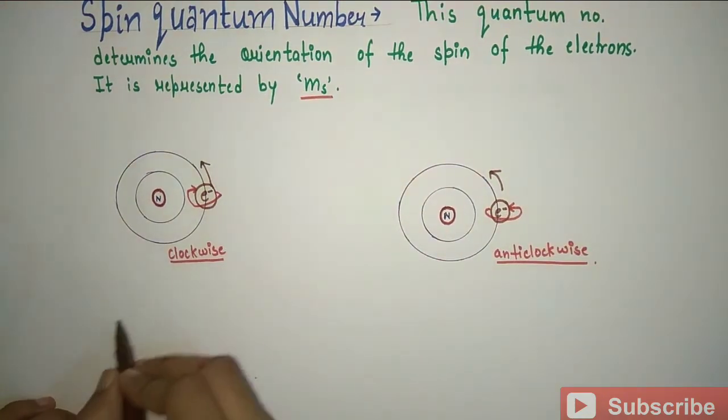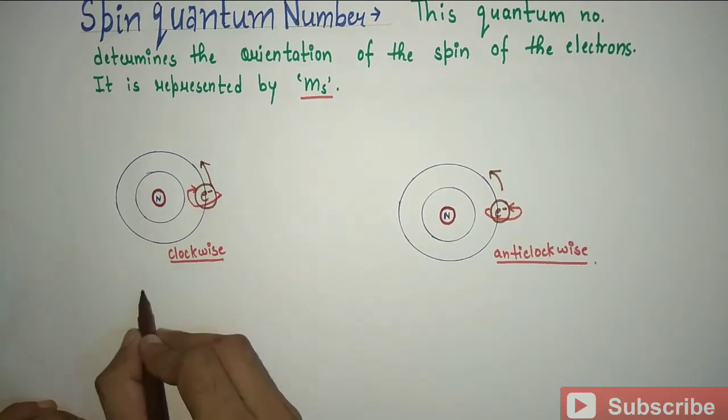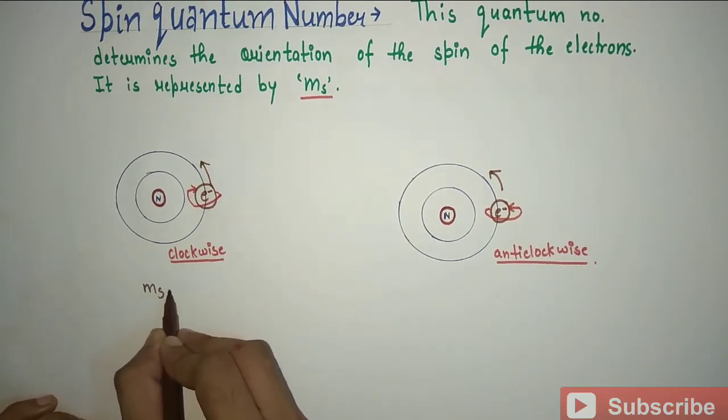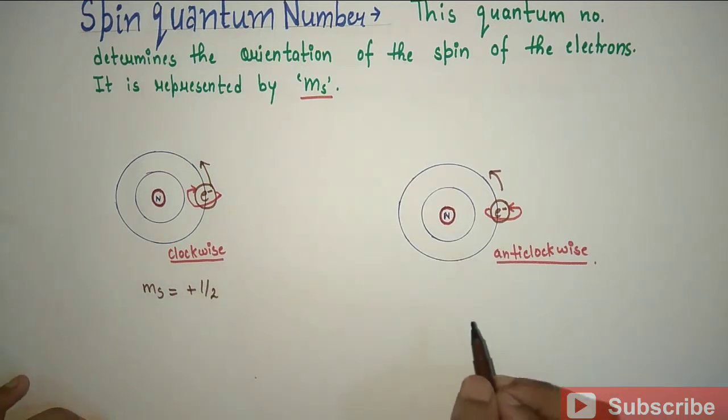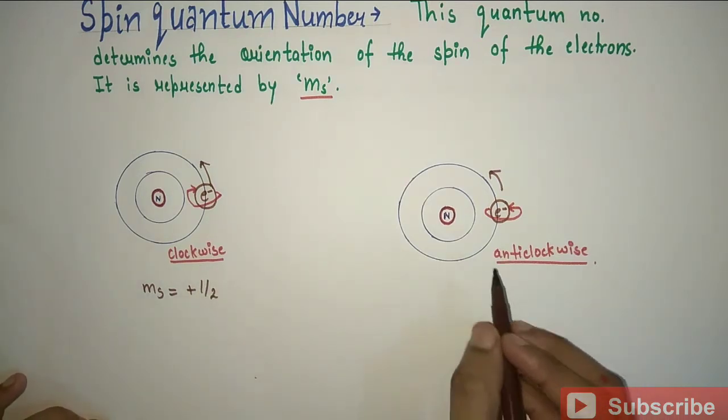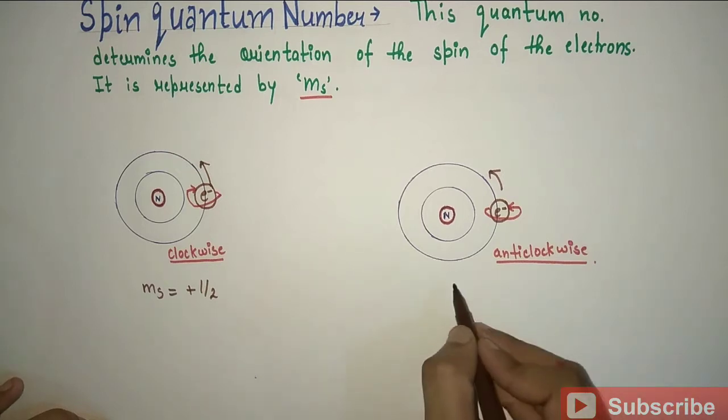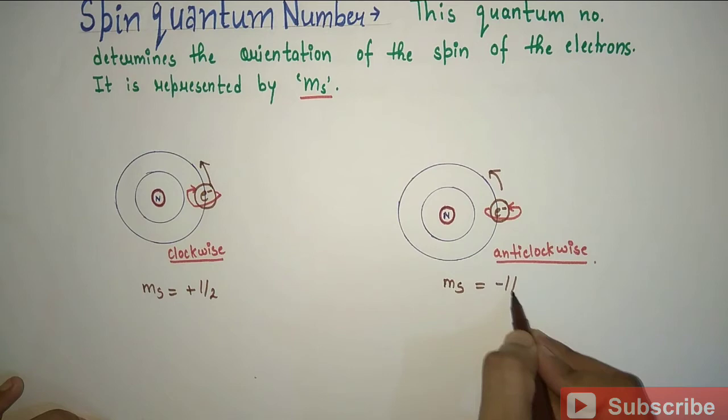So if the electron is rotating in the clockwise direction, then the value of the spin quantum number will be taken as plus half, and if the electron is rotating about its own axis in the anti-clockwise direction, then the value of the spin quantum number is taken to be minus half.